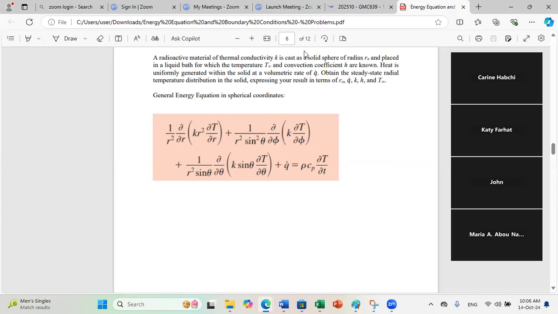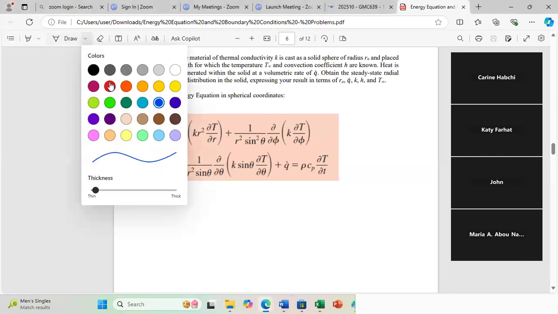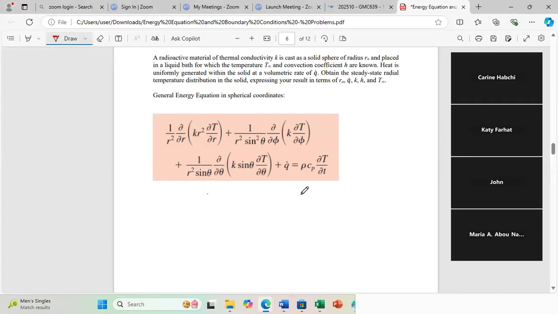So as usual, first we start from the general form and we simplify it. So here, if we do a small scheme, we are in the case of a spherical geometry. That's why we need to use the equation for spherical coordinates, and it's given for us. Each sentence here will be used to do some simplifications.